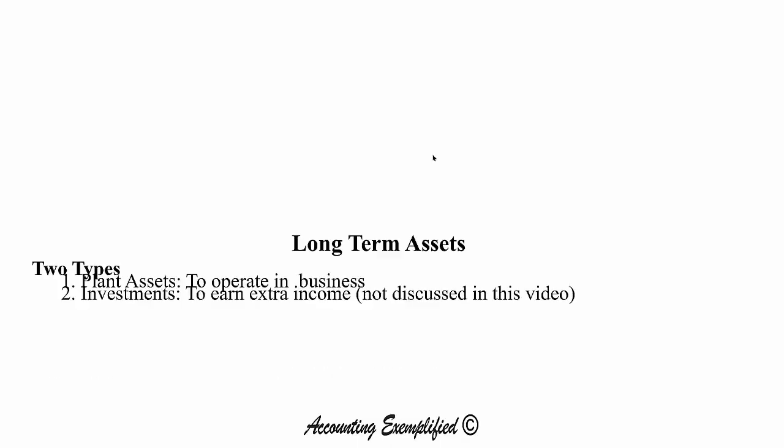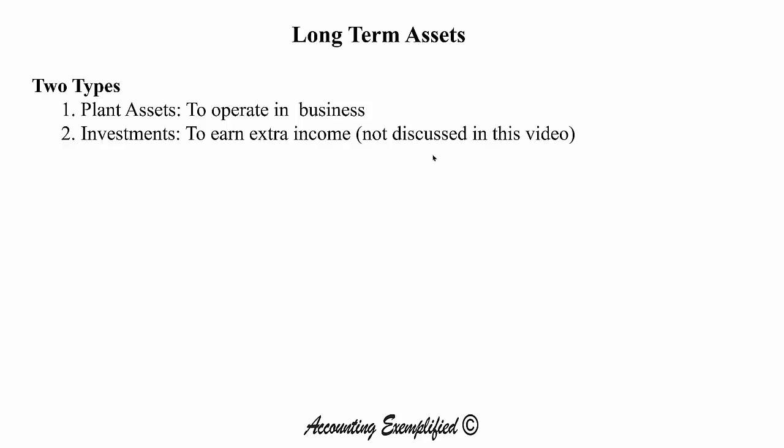Now we will review the concepts related to the accounting for basket purchase. What are long-term assets? These are the assets that remain with the company and will be used by the company for a period more than 1 year. There are two types of long-term assets. First one is plant assets. Plant assets are the assets that are used to run the business or to operate in the business.